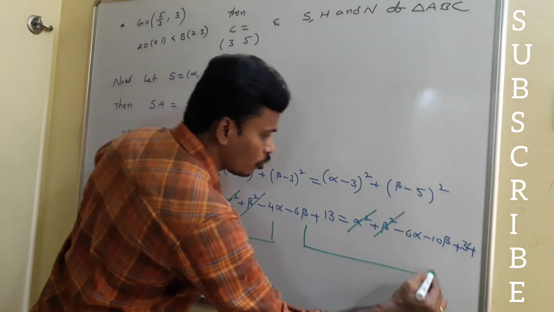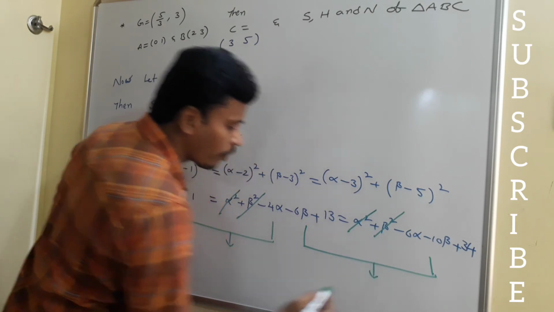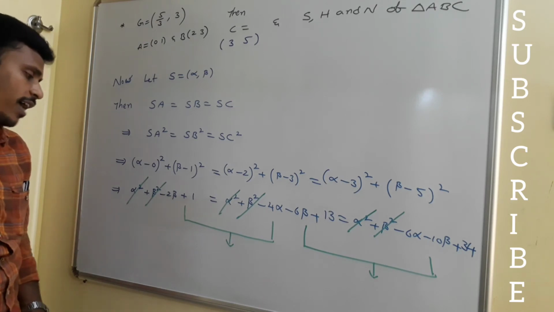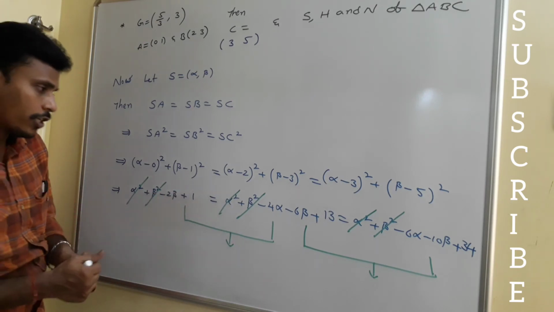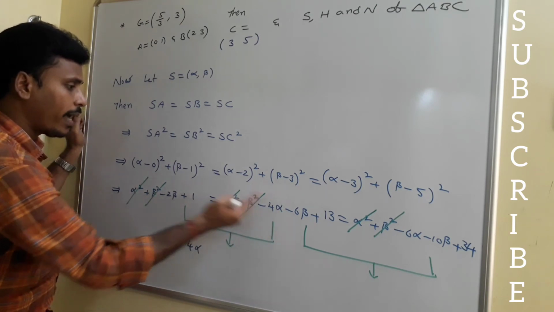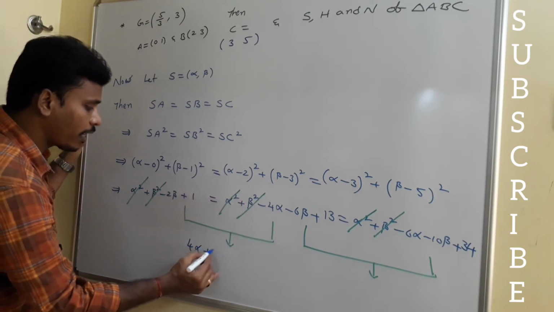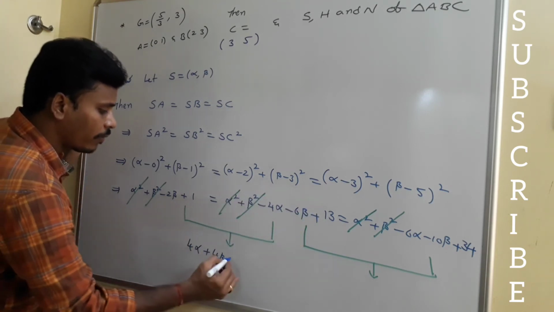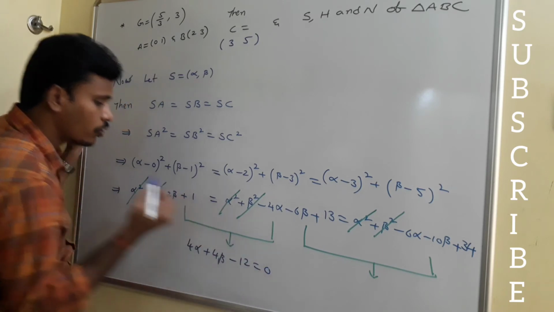Again combine these two to get another relation on alpha and beta. Now, what I have in my hands, if you send everything to one side, from these two relations, 4 alpha comes this side, minus 6 beta becomes plus 6 beta, minus 2 beta is 4 beta. See, if you send plus 13 this side, it will become minus 12 is equal to 0.